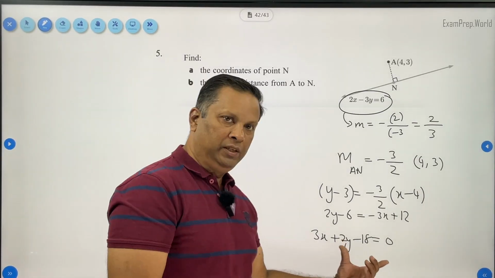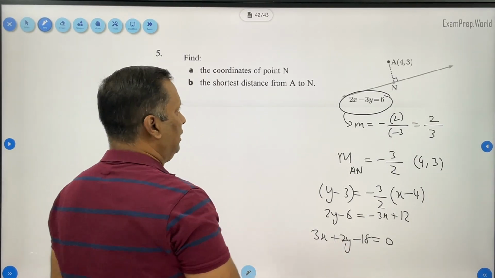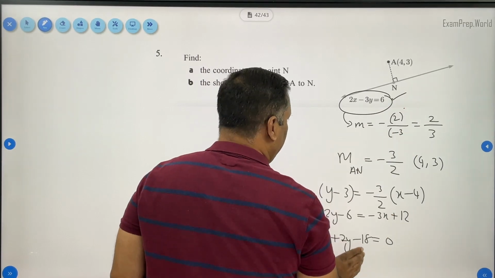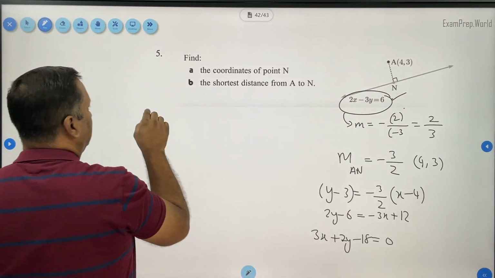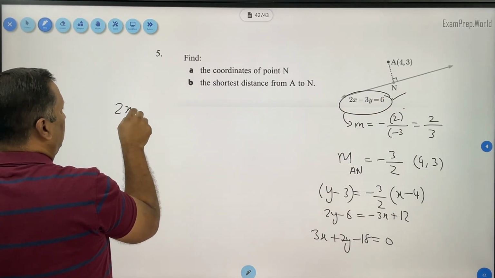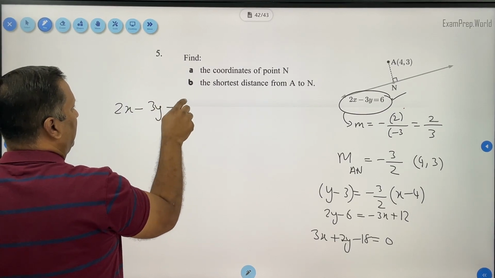3x plus 2y minus 18 equal to 0. This is the equation. And another equation is this one: 2x minus 3y minus 6 equal to 0. You have to find the point of intersection of these two lines. So how can we do it?